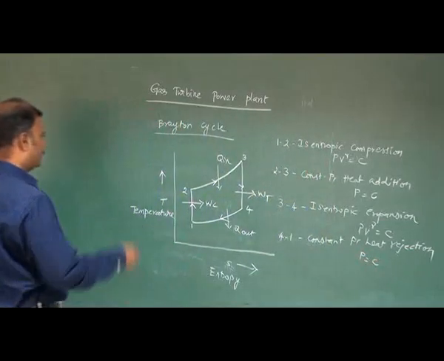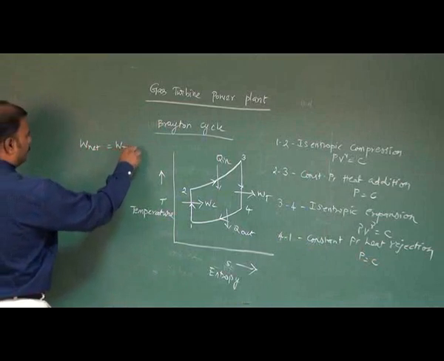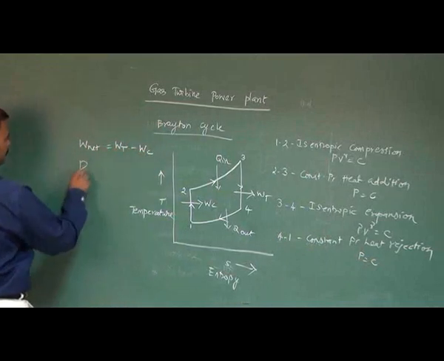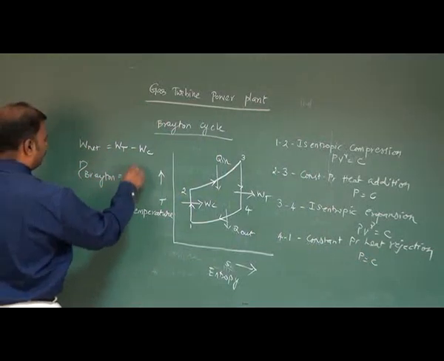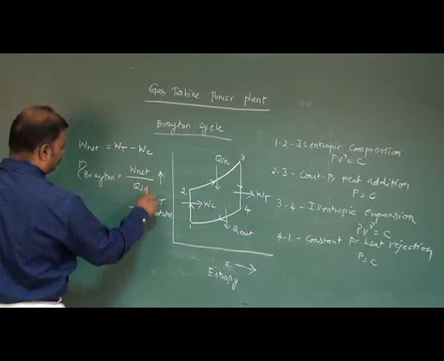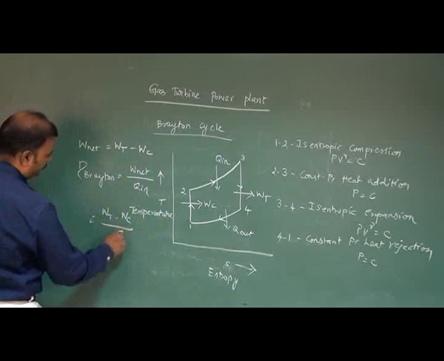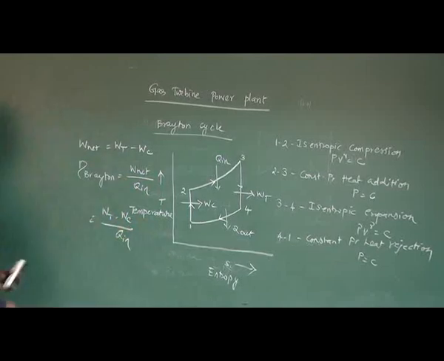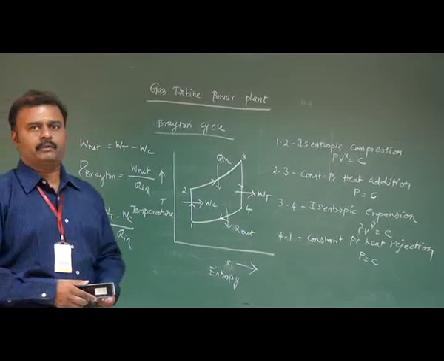Normally the net work done, W net, is calculated as Wt minus Wc. The efficiency of the Brayton cycle is W net divided by Qin, so it is equal to Wt minus Wc divided by Qin. So this is about the Brayton cycle of a gas turbine power plant.